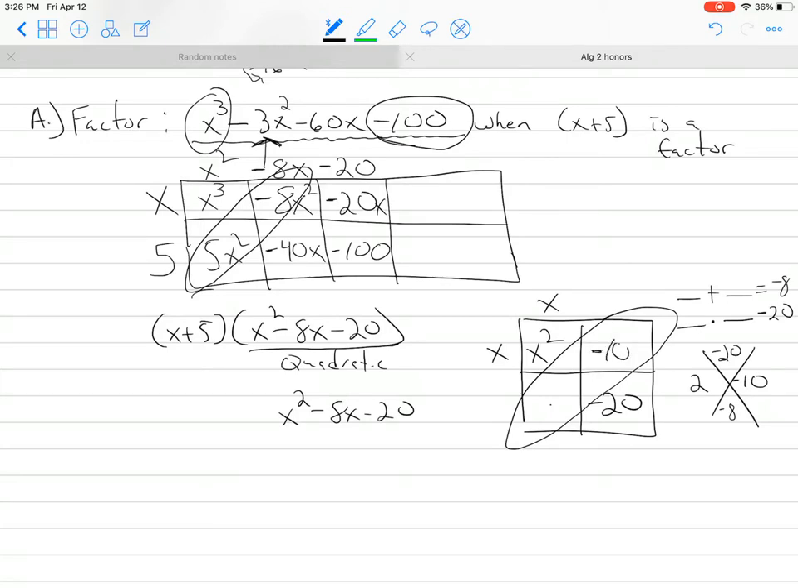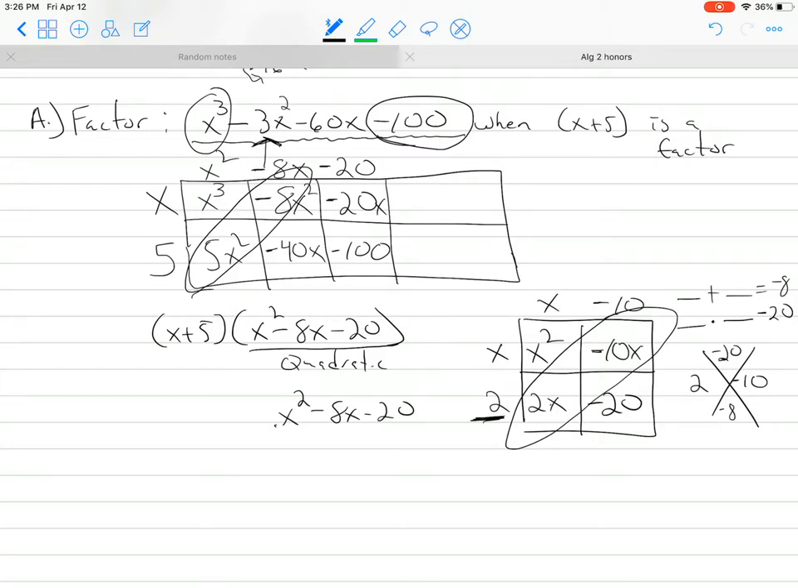So I have -10x, 2x. And now I can figure out, well, x times 2 is 2x. And for this one, x times what? -10. And -10 times 2 is -20.